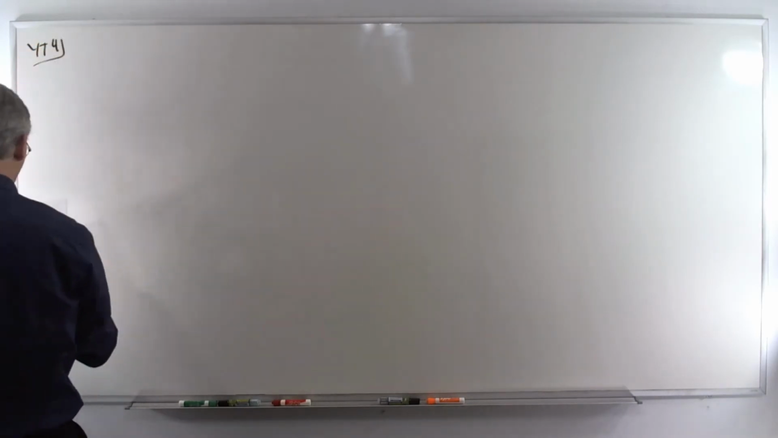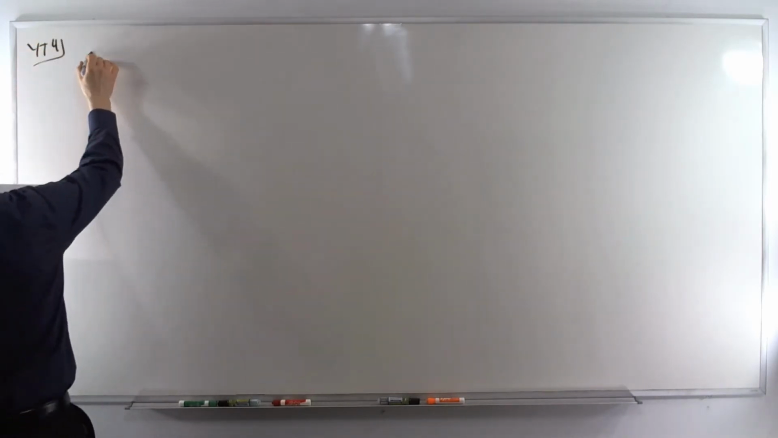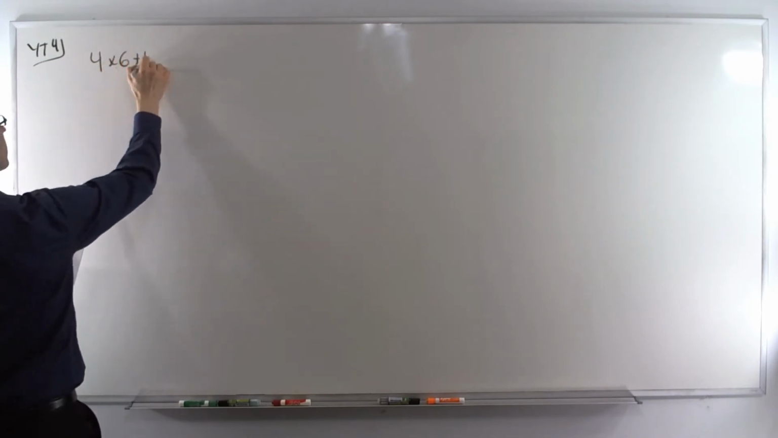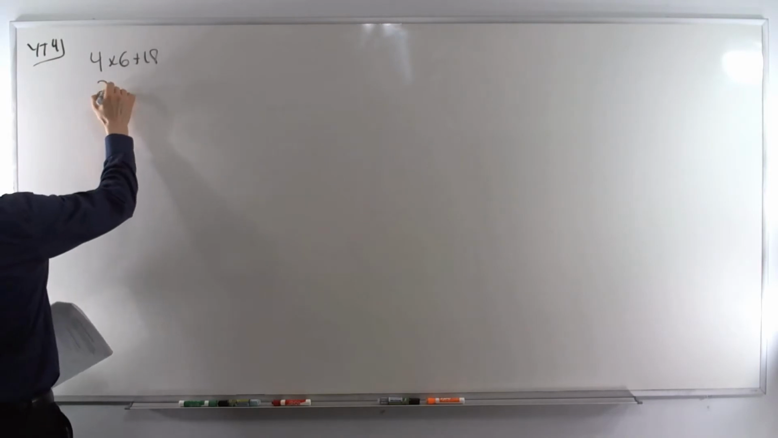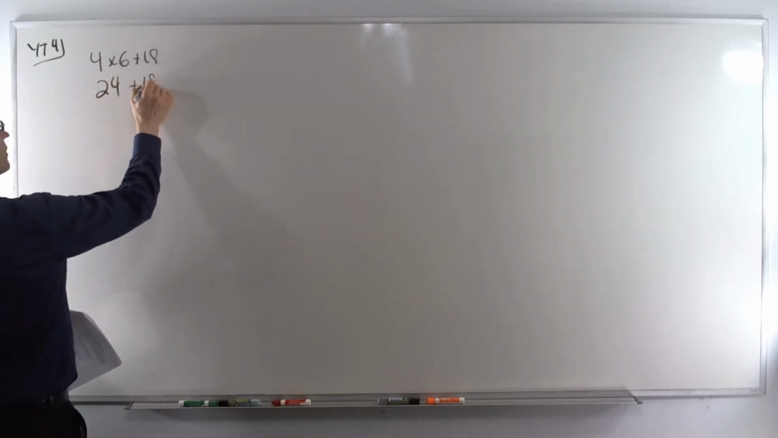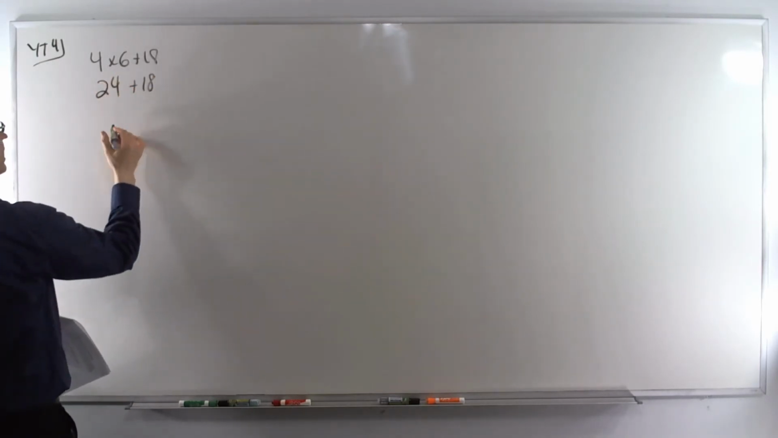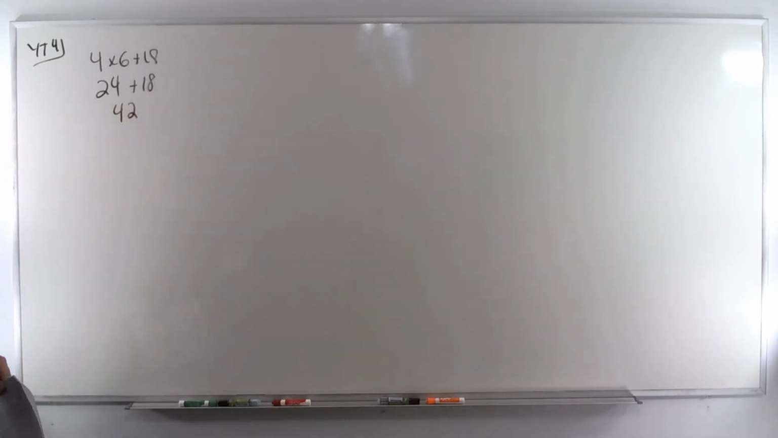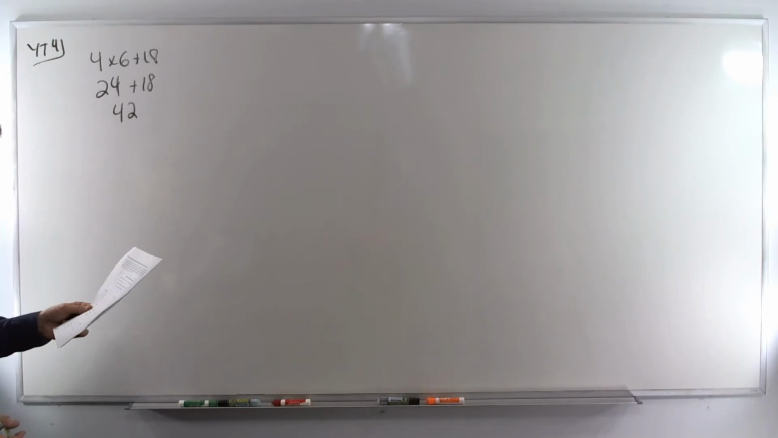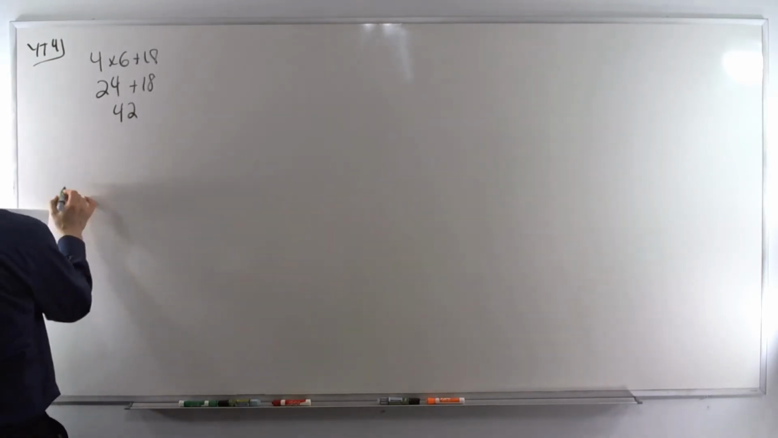Your turn number 4, you're going to do 4 times 6 plus 18. You've got our multiplication first, 4 times 6, 24. Bring down the 18. Do addition last. You get 42. All right, next one.